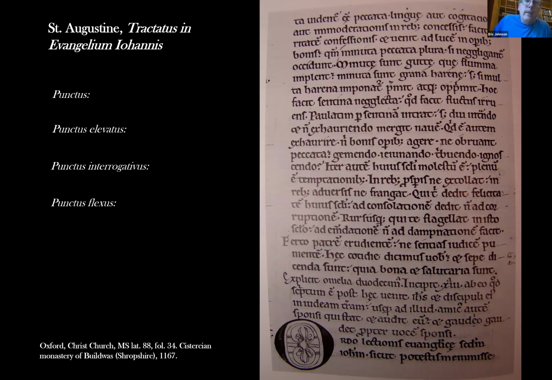So what we've got here on this slide is a page from St. Augustine's Tractatus in Evangelium Johannis. So this is a commentary on the Gospel of John. And I'm going to count off about 10 or 15 seconds in my own head, but I encourage you also to pause here and see how many different punctuation marks you can identify and what line numbers they're on. So in this case, we're looking for the punctus elevatus, the punctus interrogativus, and the punctus flexus.